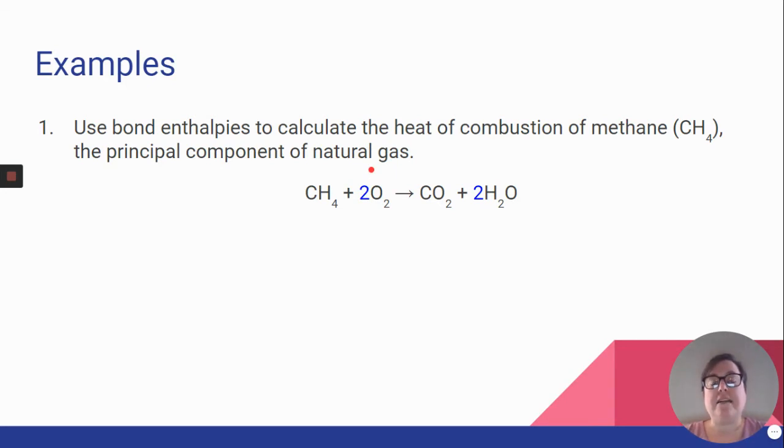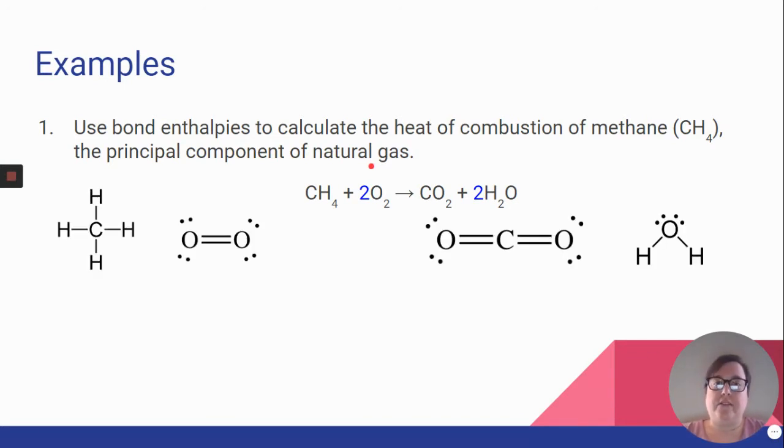Now to look at the bonds that are broken and formed, you need to draw the Lewis structures. So if you don't remember how to draw Lewis structures, you're going to have to go back to Unit 4 and review how to do that. So for CH4, you add up all the valence electrons. You're going to put carbon in the middle. You're going to bond everybody to carbon, and then make sure the outer atoms are satisfied. Hydrogen automatically is because it only needs 2, and you have your Lewis structures. Oxygen diatomic forms a double bond. You have carbon dioxide, which will have a double bond for both of the oxygens, and then you have water.